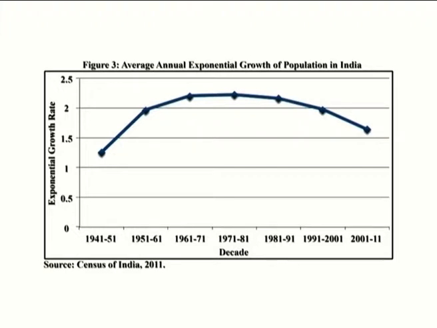Similarly, the average exponential growth rate for 2001 to 2011 has declined to 1.64% per annum from 2.16% per annum during 1981 to 1991 and 1.97% per annum during 1991 to 2001.